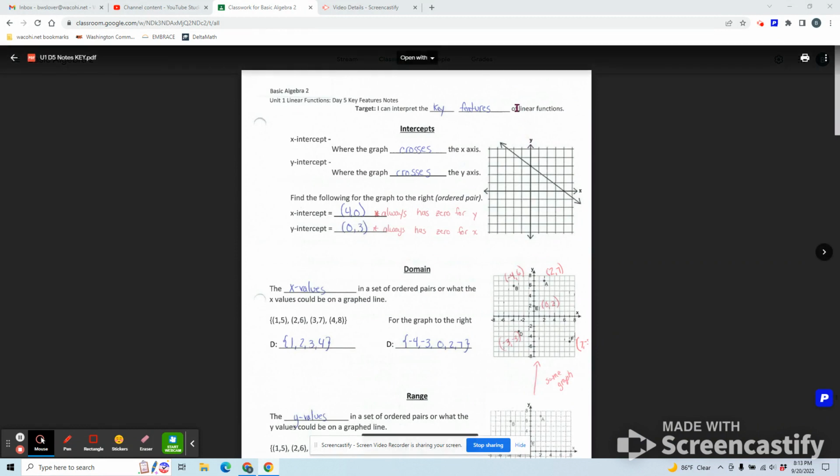Today we're going to focus on key features of linear functions. So let's backtrack. Linear functions, remember, is just a straight line. Key features is a way to describe in detail that line.